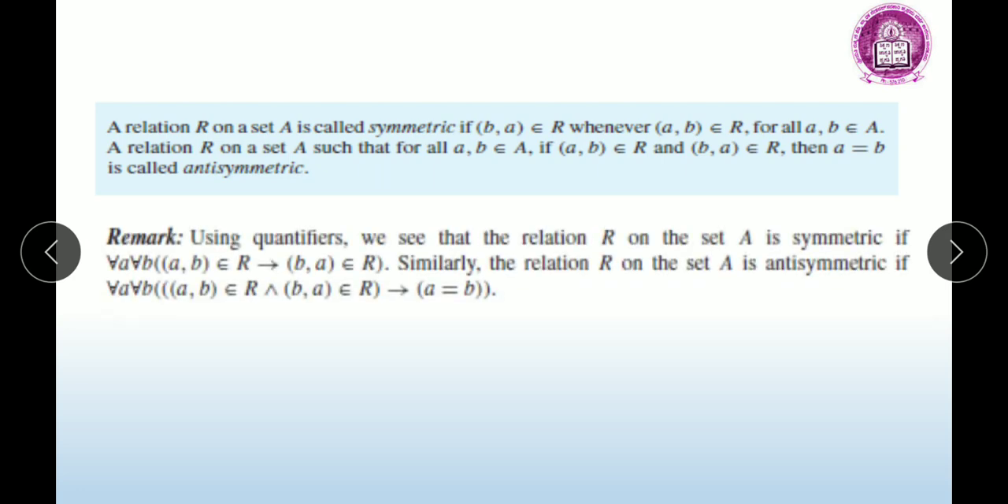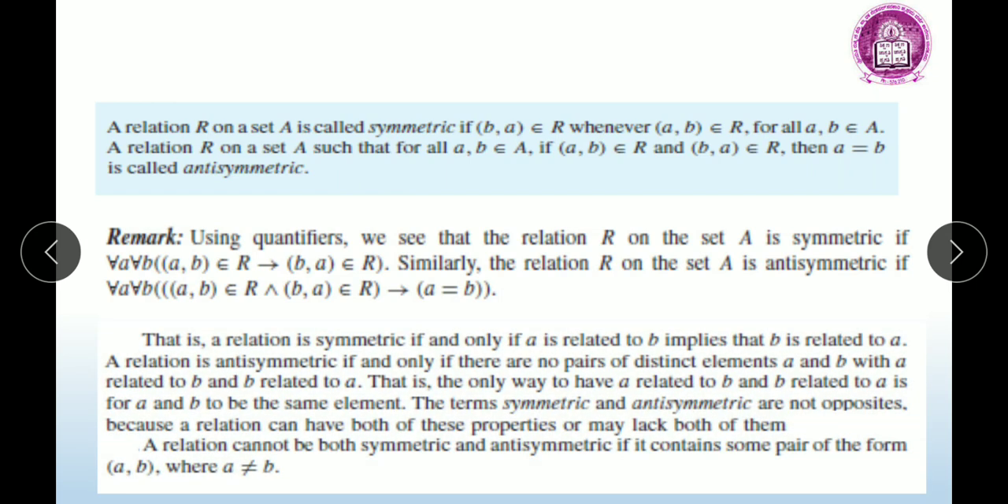Using quantifiers, we can express a symmetric relation as for all A, for all B, the ordered pair A comma B belongs to R implies the ordered pair B comma A belongs to R. Similarly, a relation is said to be antisymmetric if for all A, for all B, the ordered pair A comma B belongs to R and the ordered pair B comma A belongs to R implies A is equal to B.